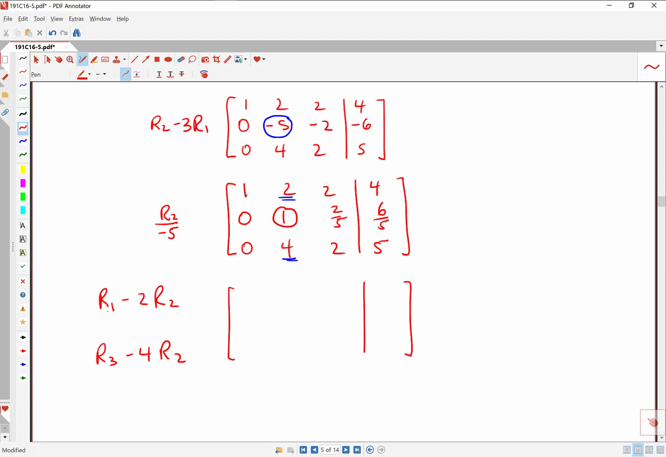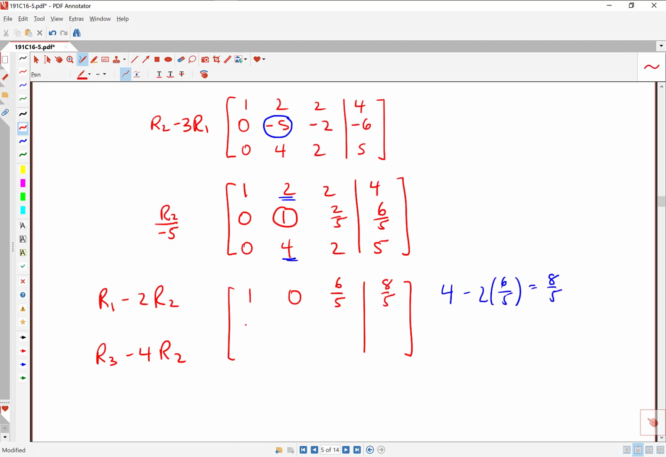We'll start with the top one. Row 1 minus 2 row 2 is going to look like 1, 0, and then we'll have a little bit of algebra to do here. So we need to do 2 minus 2 times 2/5. Okay, so how many fifths is that? Well, 10/5 minus 4/5 is 6/5. So we would need to do 4 minus 2 times 6/5. So that's like 20/5 minus 12/5 gives us 8/5.